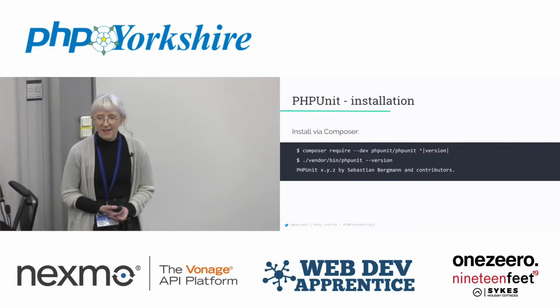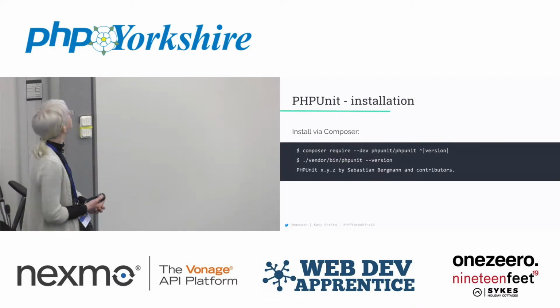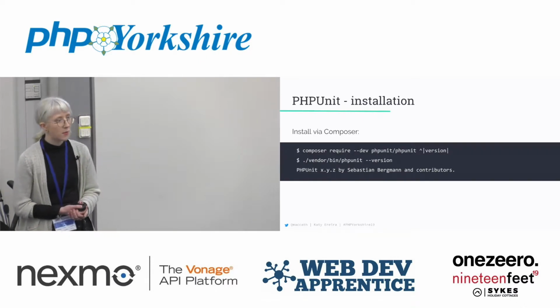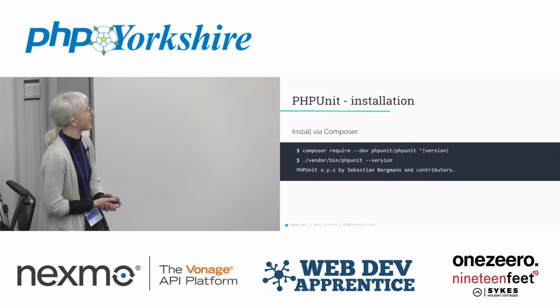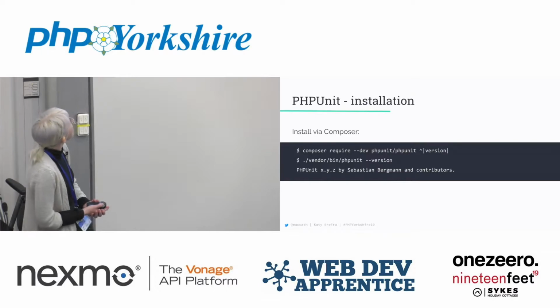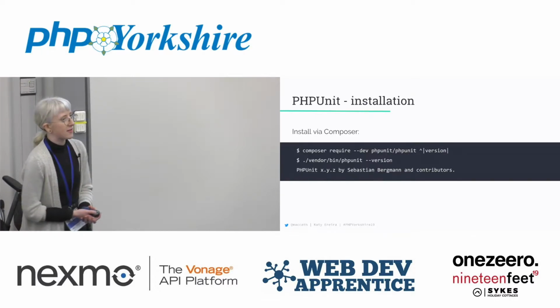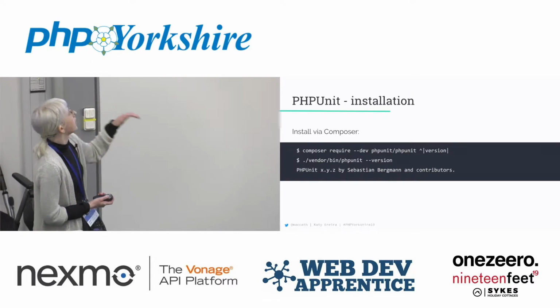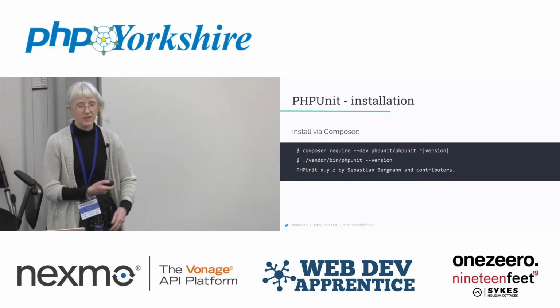To install PHPUnit, it's really simple if you're using Composer. composer require --dev. That prevents PHPUnit being deployed to your live application, which is not necessary. And then phpunit, and optionally you can specify a version that you'd like to use. And then when you run vendor/bin/phpunit --version, it will give you version information.